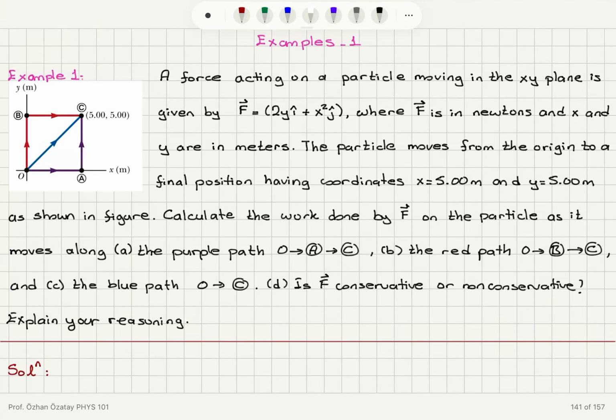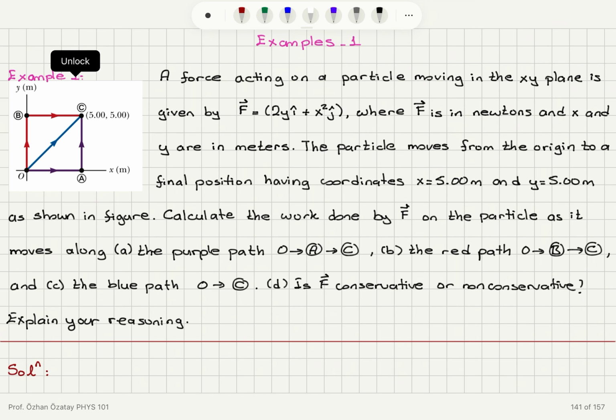Now we will take a look at a few examples. The first example: a force acting on a particle moving in the xy plane is given by 2y i hat plus x squared j hat, where F is in newtons and x and y are in meters. The particle moves from the origin to a final position having coordinates x equals 5 meters and y equals 5 meters, as shown in the figure.